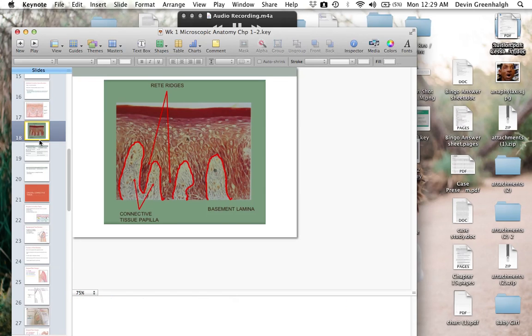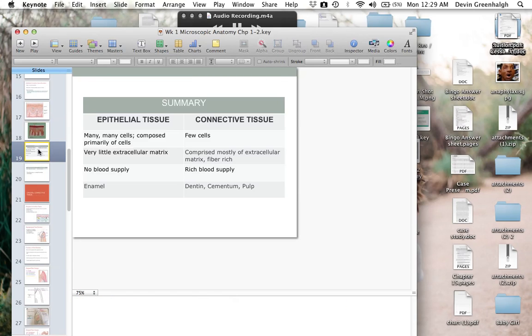Okay, so just a quick summary. Epithelial tissue versus connective tissue. Epithelial tissue, many cells, many fruit in the jello. Connective tissue, few cells, not very much fruit. Epithelial tissue, very little extracellular matrix. So epithelial is a lot of fruit and very little jello. Connective tissue is very little fruit and a lot of jello.